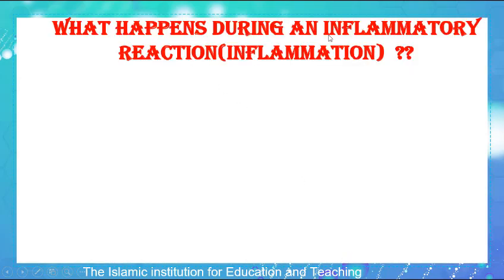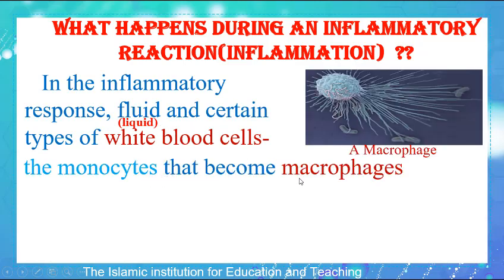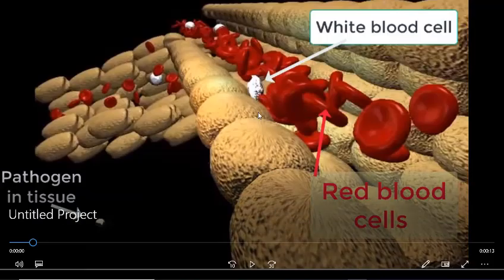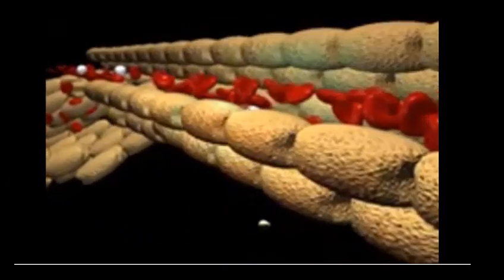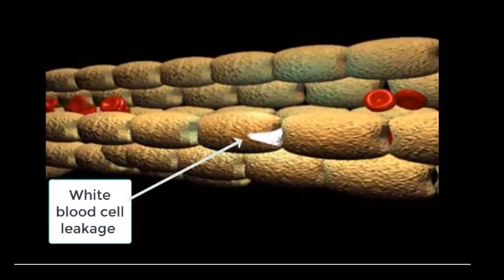But what happens during inflammatory action or inflammation? Is macrophage the only effector cell? Let's find out. In the inflammatory response, fluid and certain types of white blood cells, such as the monocyte that become macrophage and the granulocytes, go into action. Here we can see a blood capillary having white blood cells and red blood cells, next to a tissue having a pathogen. But how can these white blood cells reach the pathogen? Let's find out. Then, white blood cells leak from the blood capillary to the tissue in order to find the pathogen.